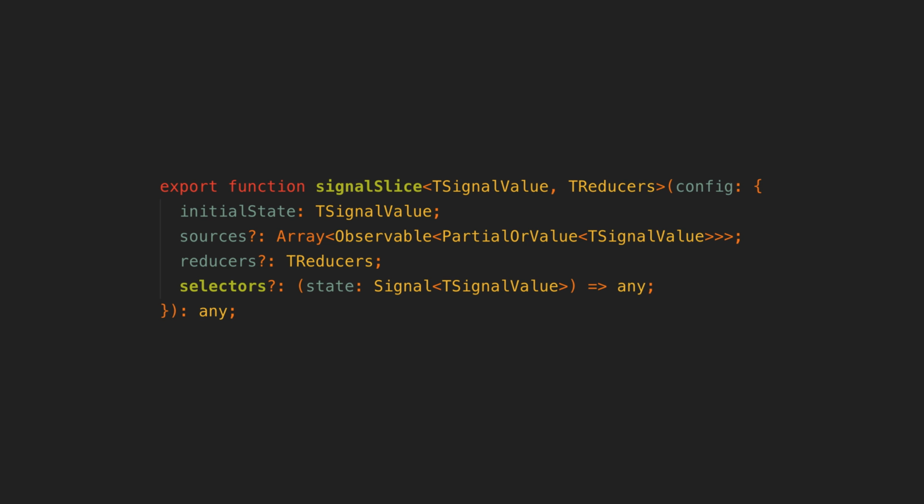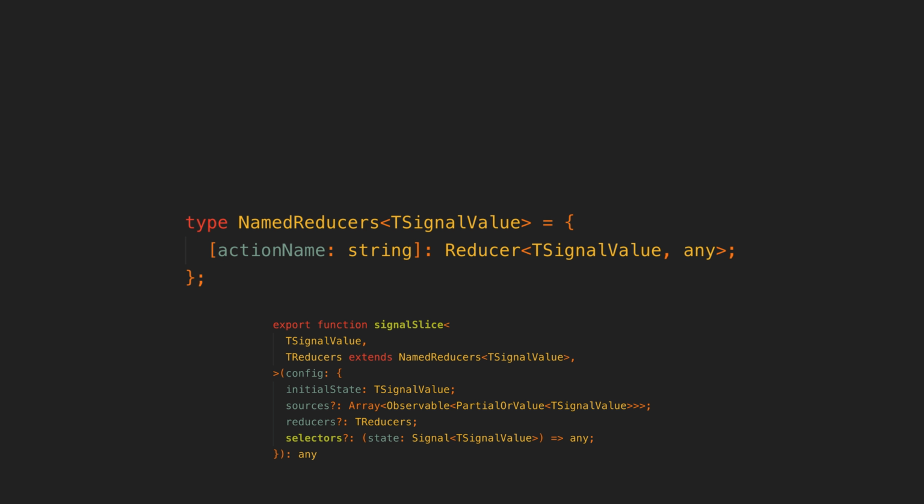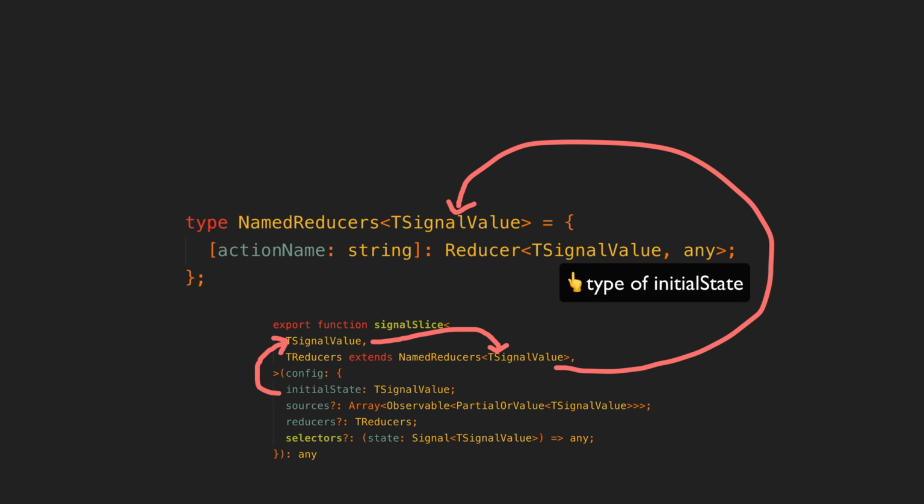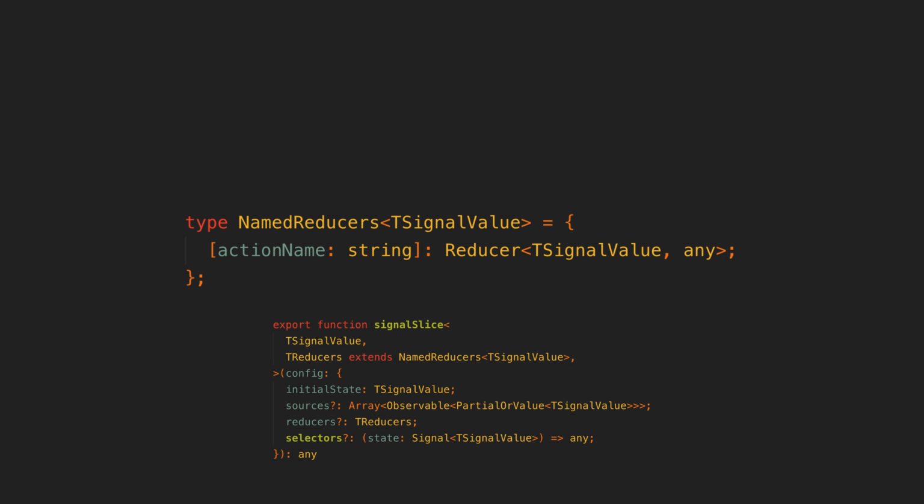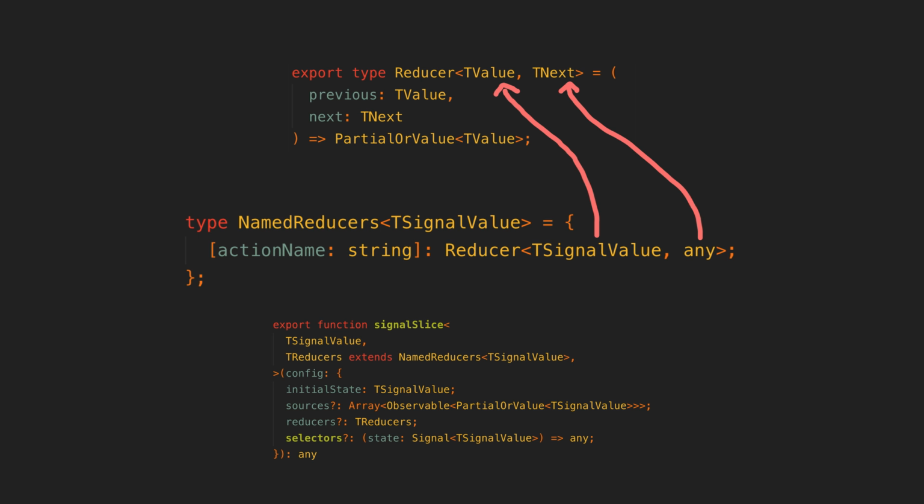So we create an extra type called NamedReducers. We are using a generic again here so that we will be able to pass in the specific type of TSignalValue or initial state value when we use this type. This type defines a named reducer as an object that contains keys that are strings, and those keys have values that are of the type Reducer. Like the PartialOrValue we used before, this Reducer type is actually defined outside of signal slice like this.